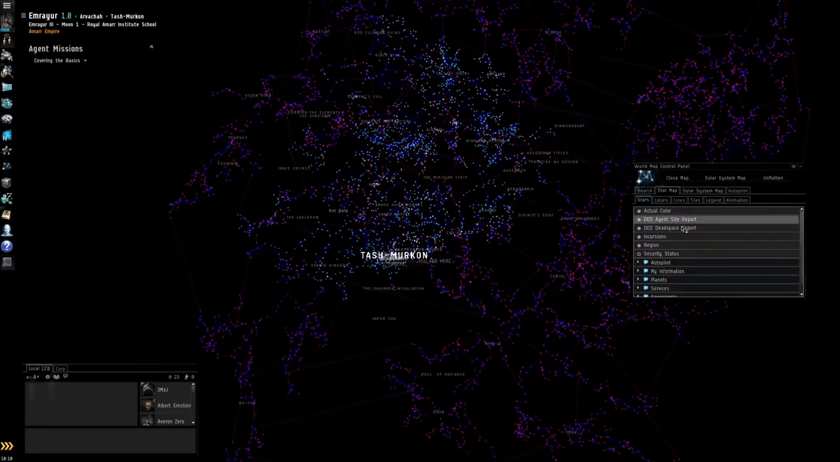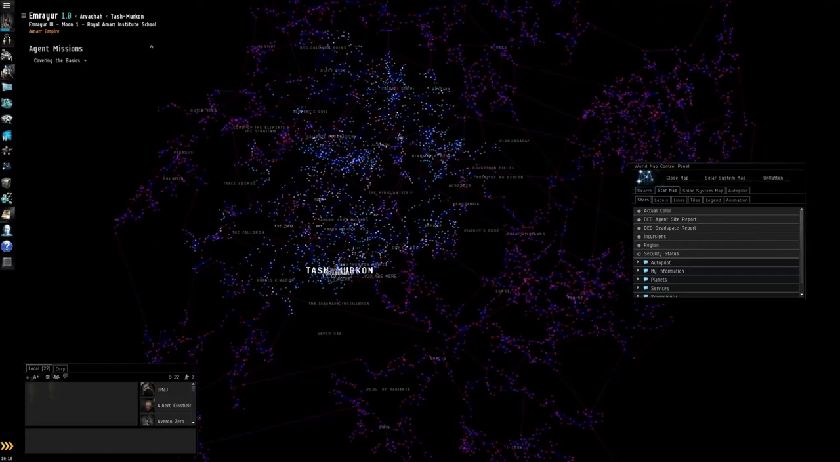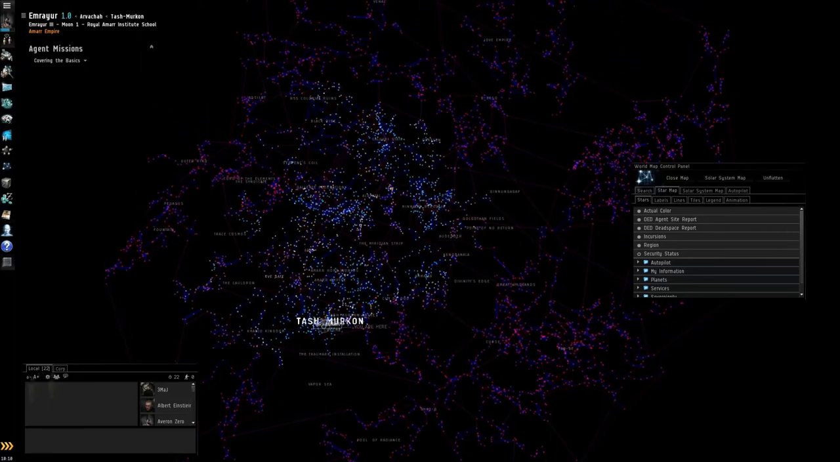Actually, can I do security status? Yeah. Most of this area here, see where it's kind of greeny and bluey, is what is known as high security space. And you can see this is the security rating in the space. We've got 1.0. And that means if players attack you in this space, the police, which are NPCs, will come and attack them. And generally it doesn't end well for them at all.